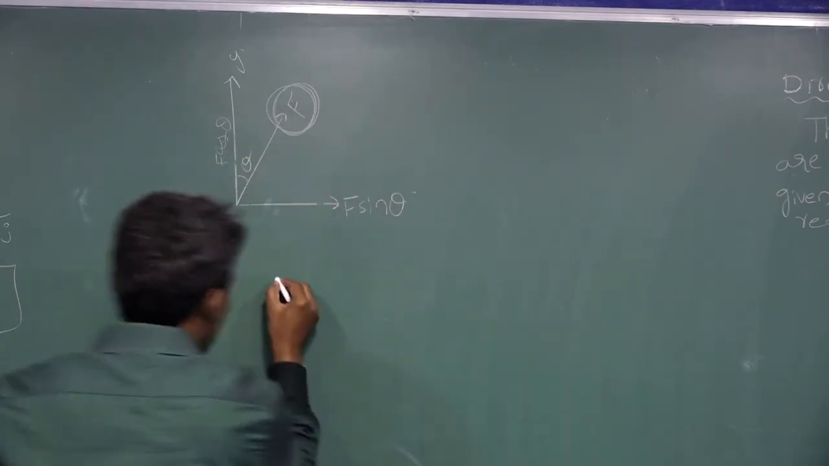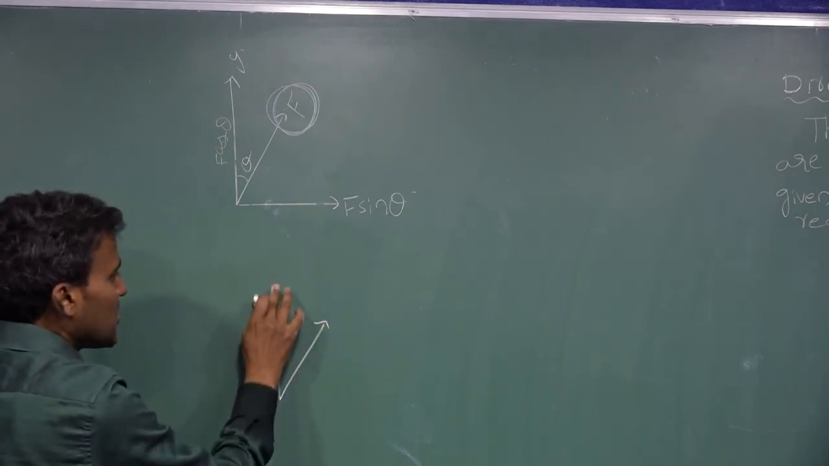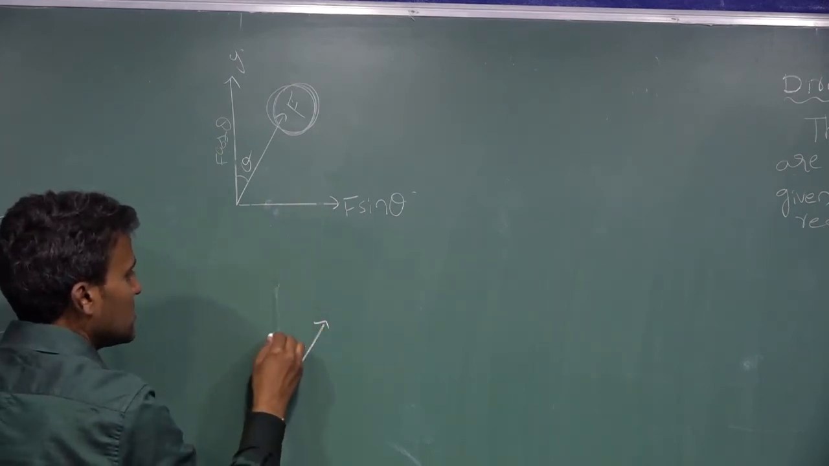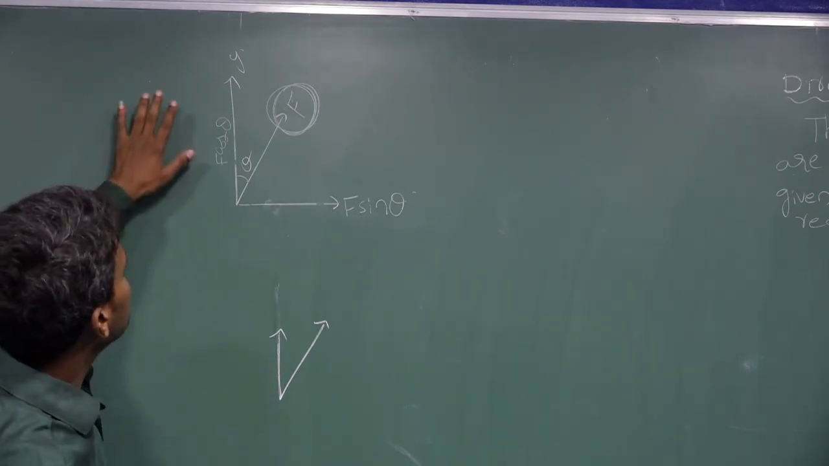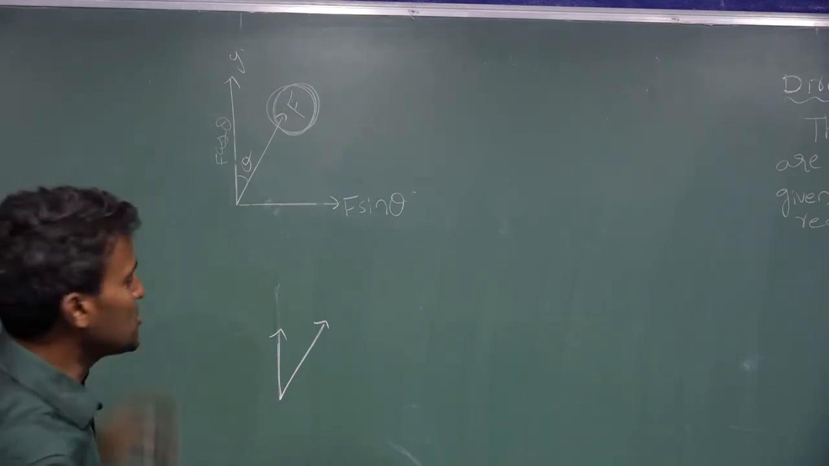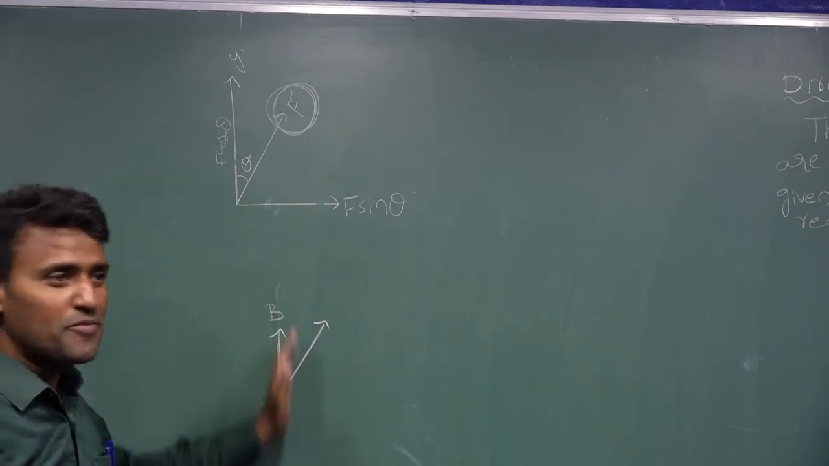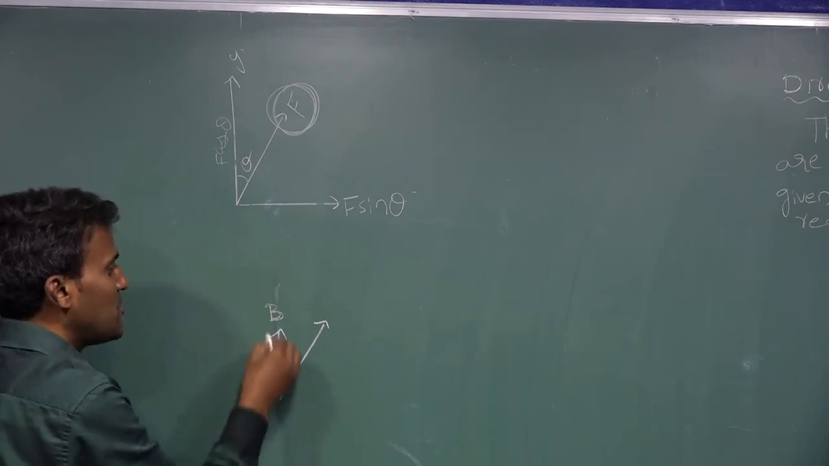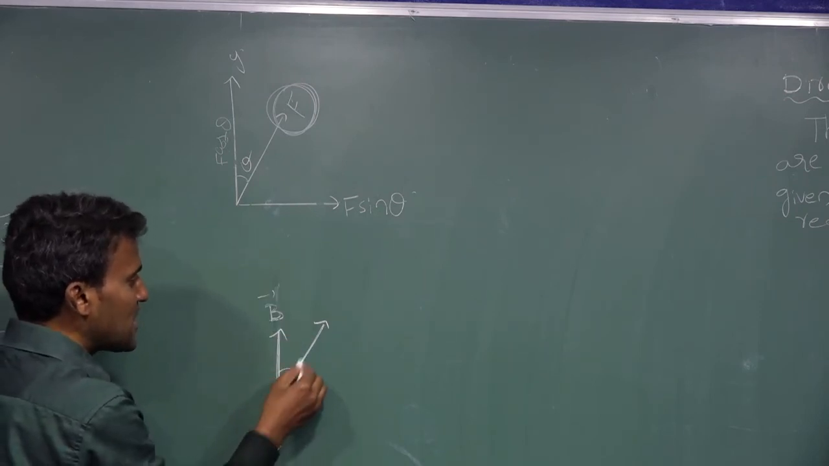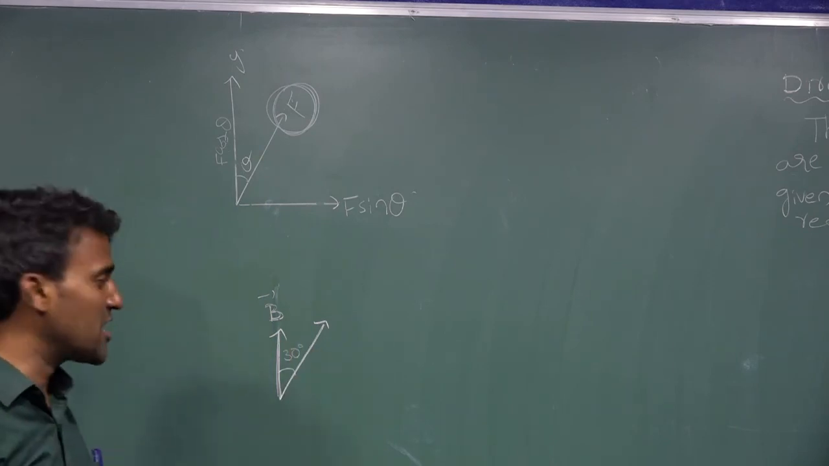See, for your understanding I am writing one more. For example, this is a blackboard, just the board. So B is a vector, I have named it the B vector. This B vector is making an angle of 30 degrees along this direction, with this direction.